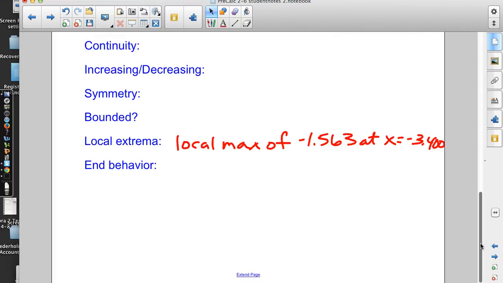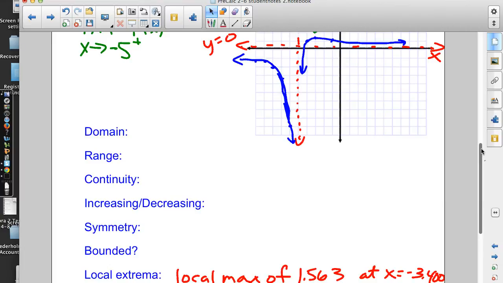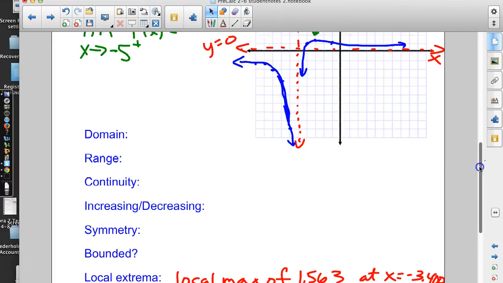Positive 1, oh, thank you. Put the negative in the wrong spot there, thank you. So positive 1.563 at x equals negative 3.4. Graphed it right. So now that we have that, let's fill in the rest of the good stuff that we have.